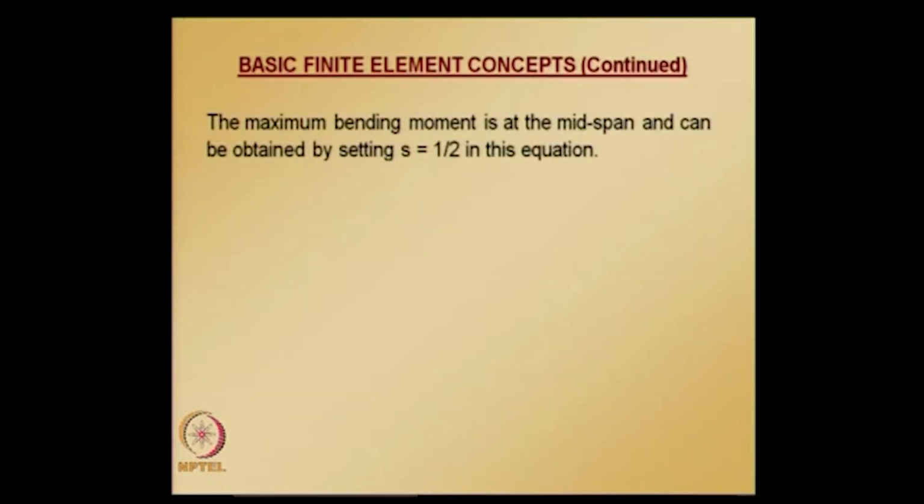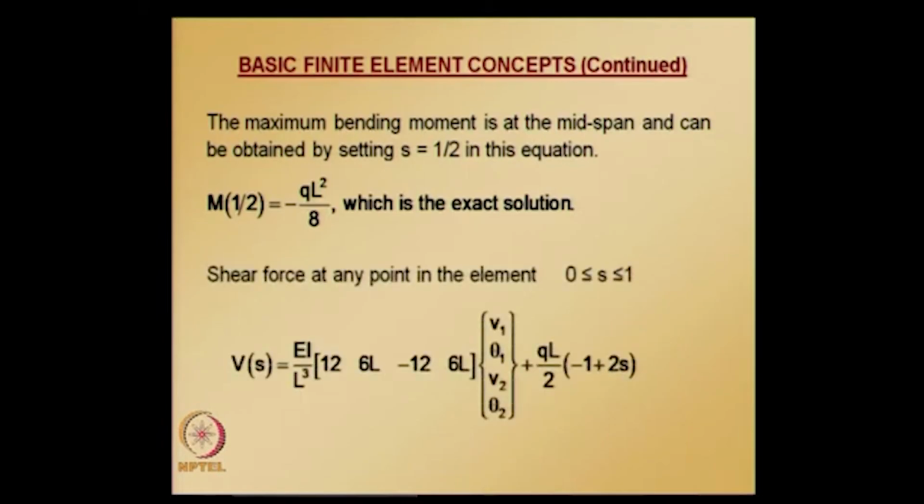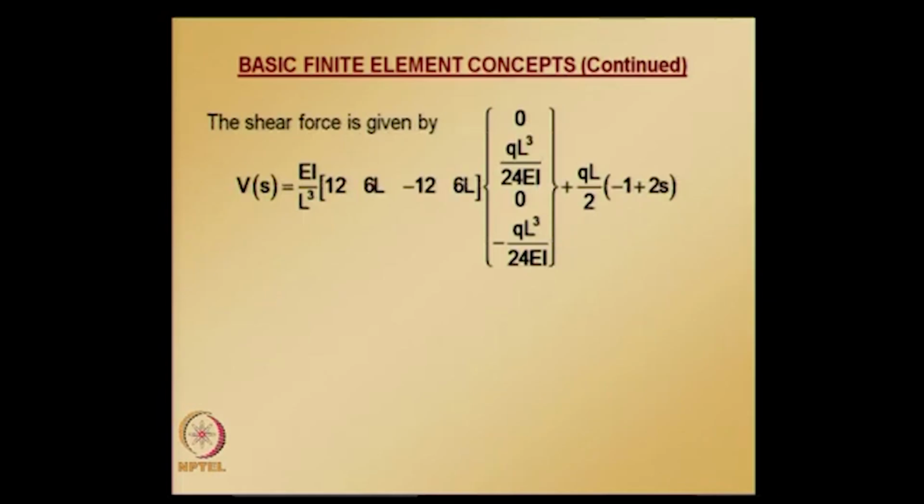Now, the maximum bending moment occurs at the mid span, which is obtained by substituting S equal to half, and we get this value, which now matches with the exact solution because we applied the fixed end moment correction. Again, shear at any point, substituting the nodal values V1, theta 1, V2, theta 2, we get this one.